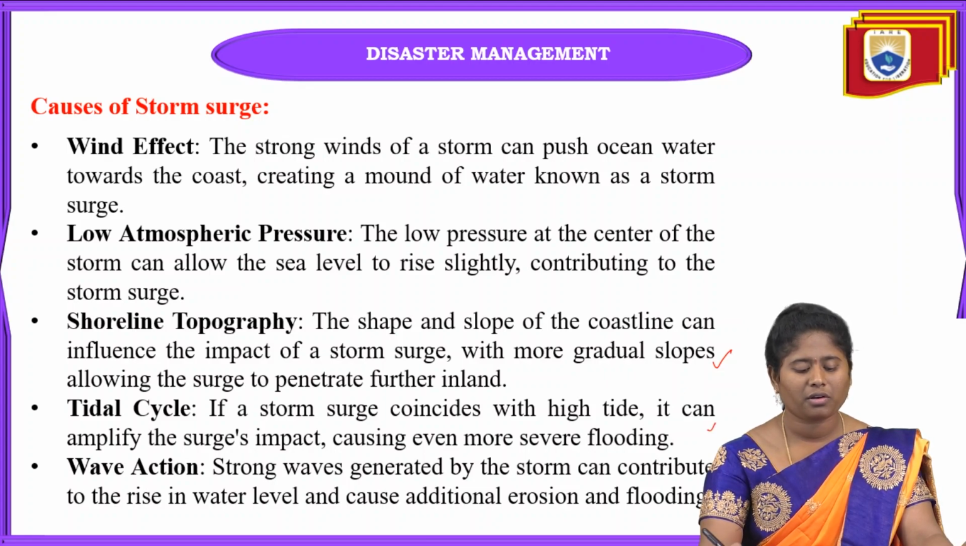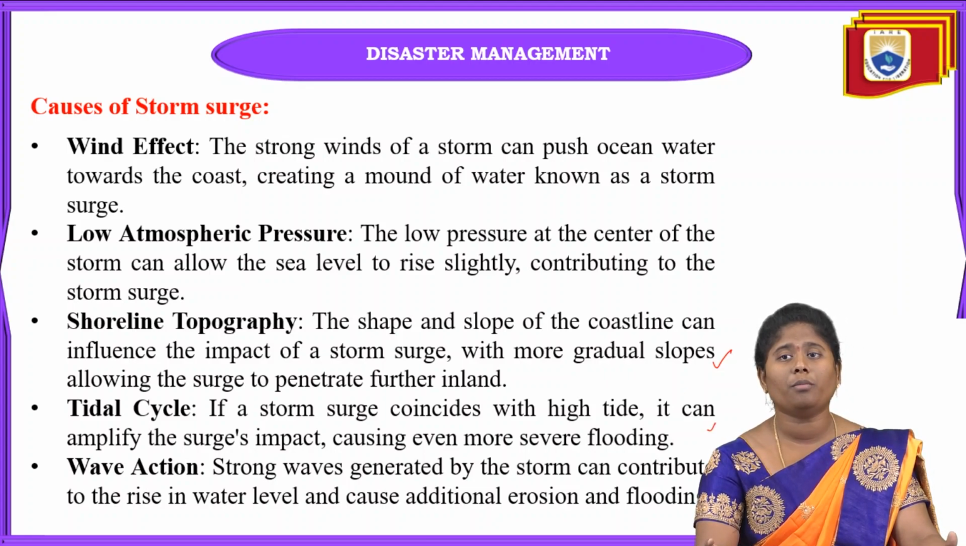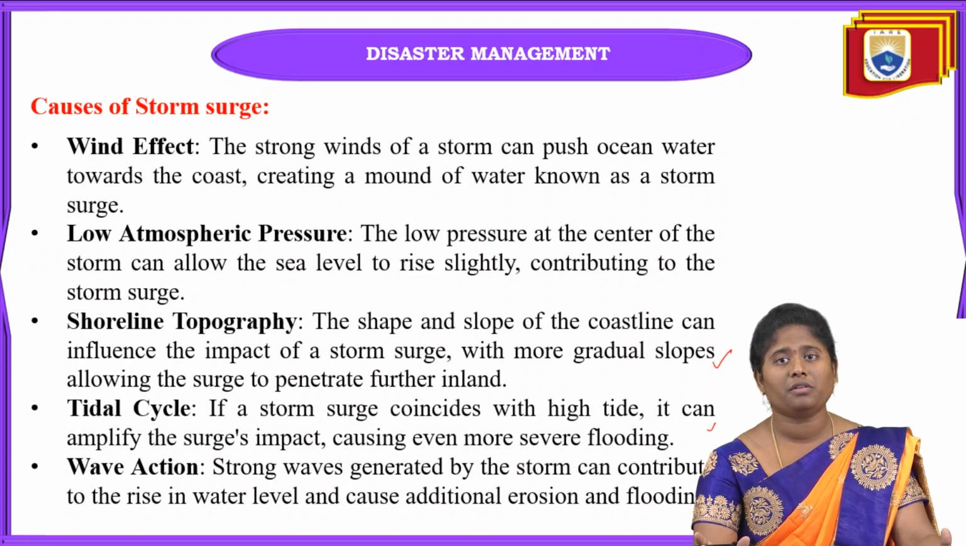The next one is the tidal cycle. If a storm surge coincides with heavy tides, it can cause even heavier storm surges. This can lead to severe flooding.